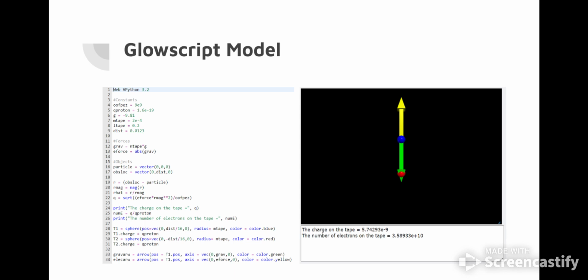The GlowScript model that I created is shown below, in which the blue sphere represents tape B, while the red sphere represents tape A. The green arrow represents the gravitational force, and the yellow arrow represents the electric force provided by tape A.